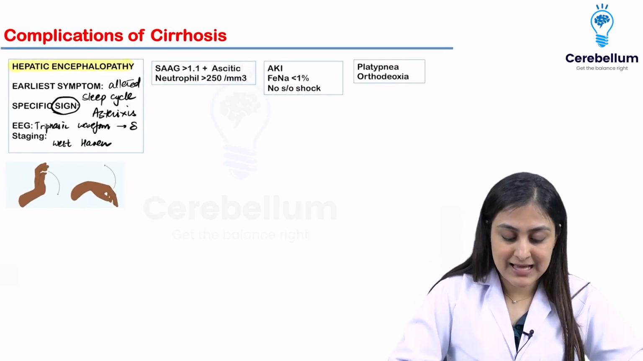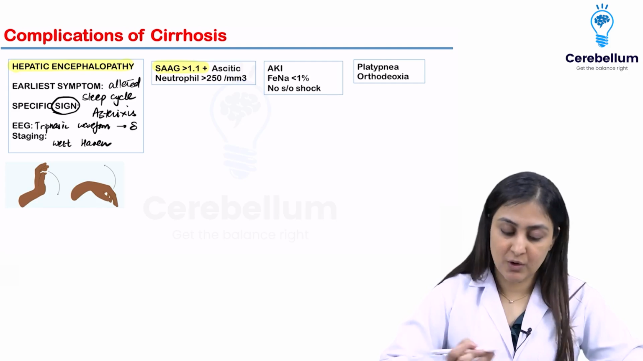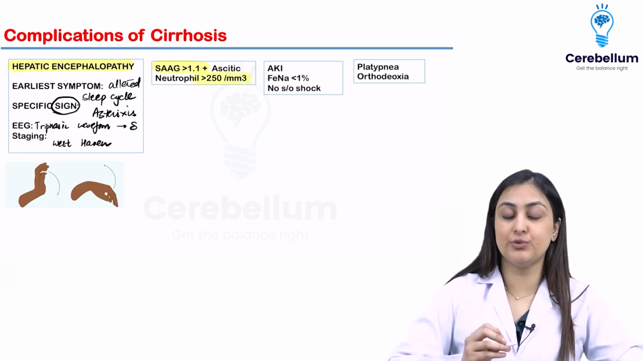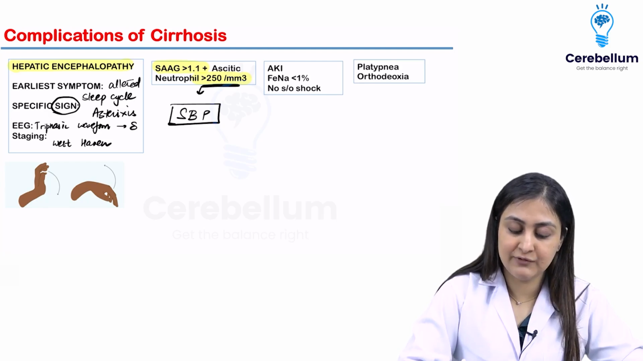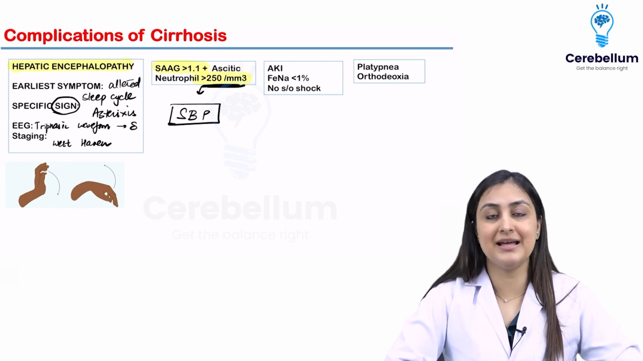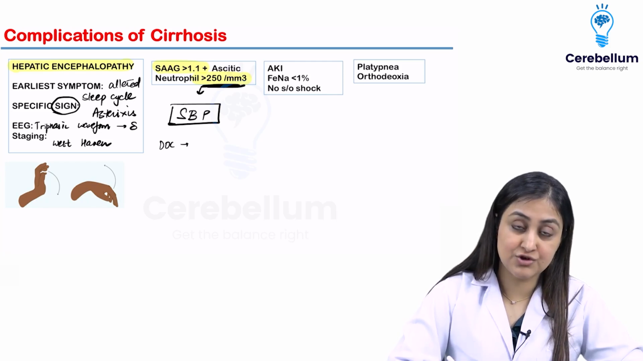Now when I give you SAAG is more than 1.1, means portal pressure is high. So obviously we're talking about cirrhosis, and they give you an ascitic neutrophil count of more than 250. Very, very important. We're talking about spontaneous bacterial peritonitis. You have to keep this number in mind. The moment you hear 250, mark SBP, spontaneous bacterial peritonitis. They frequently ask you the drug of choice.